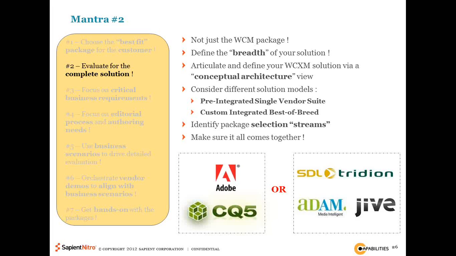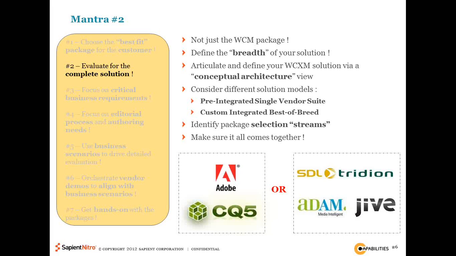But agreeing on which model you're likely to go down is useful, and it's important because that also defines the scope of your package selection. In other words, are you trying to select a DAM system, a social system, and a WCM system independently, and then trying to integrate all of them together? Or are you trying to find a vendor who has an all-in-one comprehensive pre-integrated solution so that you're saved the hassles of integration?